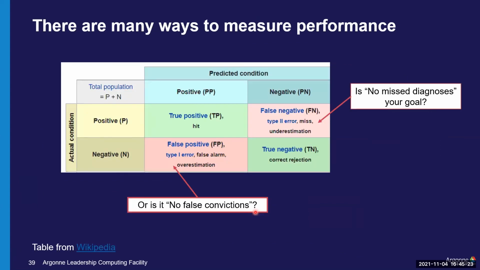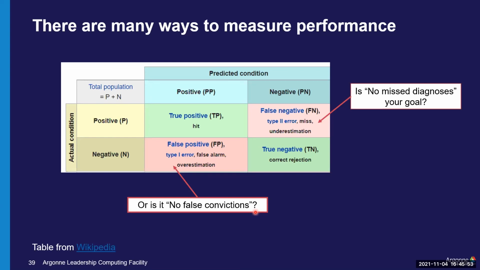is that there are many different ways of measuring the performance of your model. Now, one question may be, if I'm looking at cross-validation, is it more important for me to, say, not miss a diagnosis? And in that case, I really care about a type 2 or a false negative error. Or am I more concerned about not making false convictions? And in that case, is it the false positive that's my best metric? And this is to just scratch the surface.